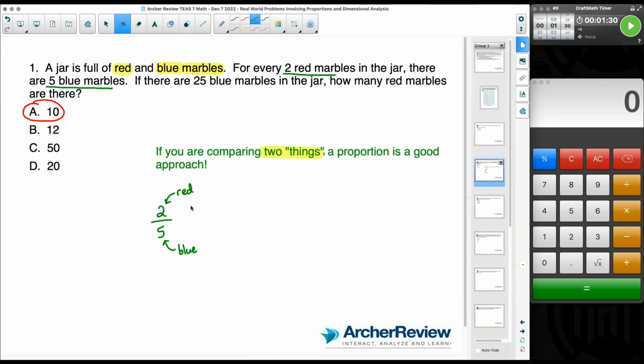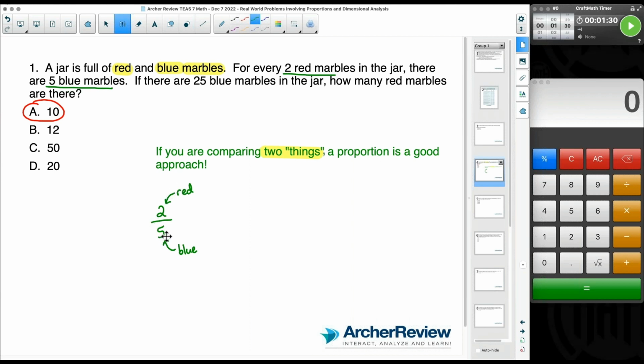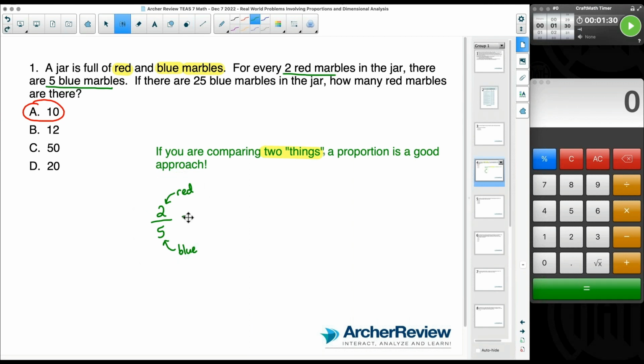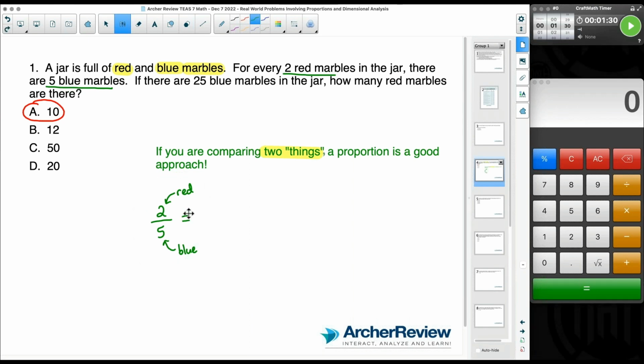These words are not important in proportions, but I'm just trying to point out what these numbers represent. So what I have done in this fraction is put red marbles over blue marbles. Did you have to do it like that? No. But watch what I'm going to do next. I'm going to put an equals. Proportions always have an equals in between them.